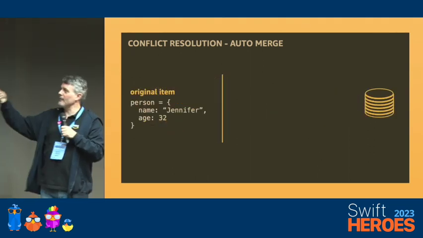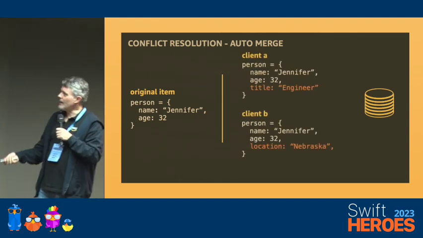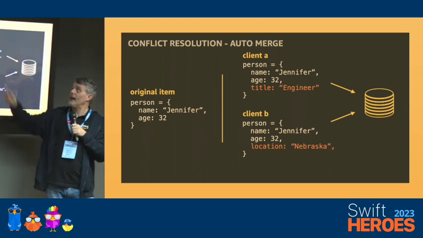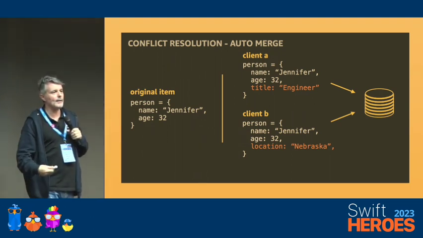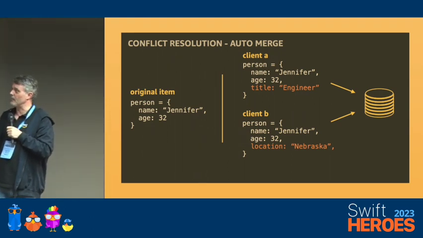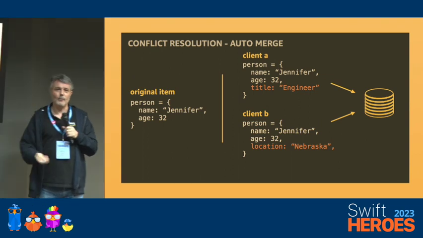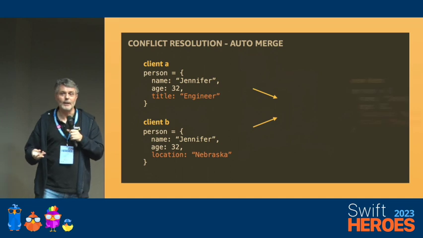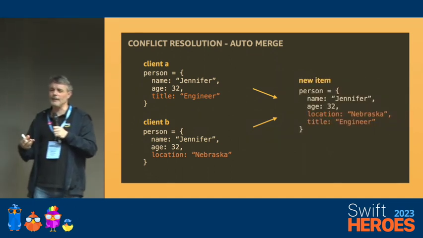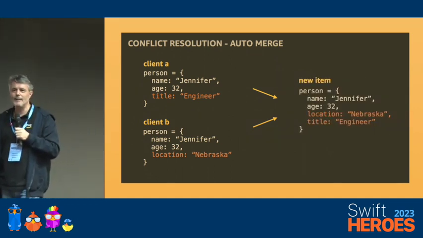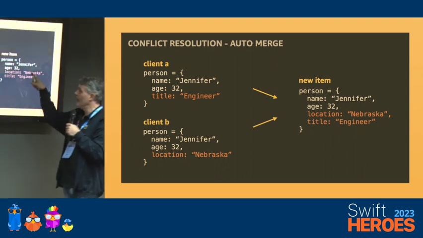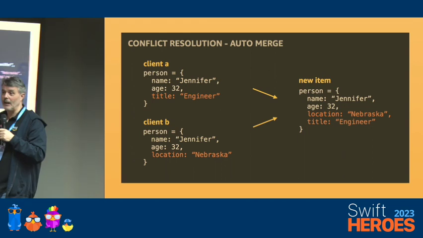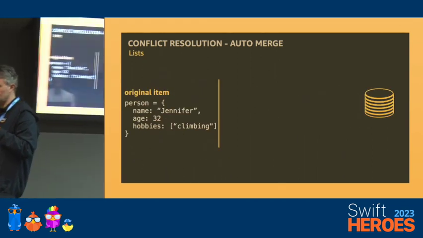Imagine again, we have a person, Jennifer, 32, and we have two customers, and this time they are changing different properties, like client A adds a title property and client B adds a location property. What do you think will happen as the merge? Yeah. We can keep both because this is not conflicting. Yes, we are modifying the same entity, but we are not modifying the same field. So we can actually merge, and the resulting version will have the two properties.